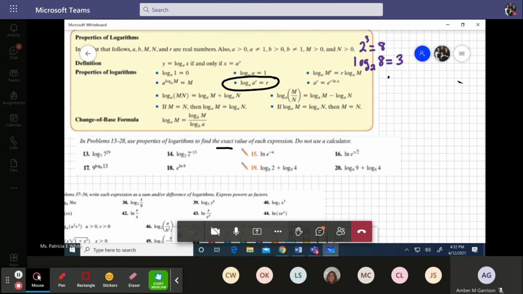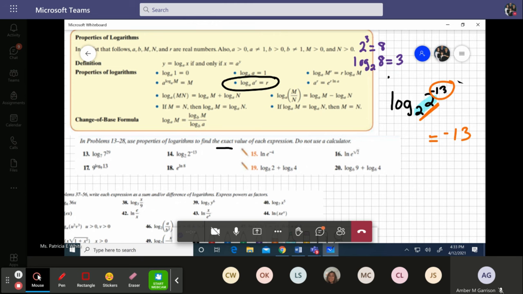So if I'm looking at 14, I have log base 2 of 2 to the negative 13. Because these two are the same, I could go through the step of rewriting it in exponential form, but you know that that is equal to negative 13. Once you establish these two are the same, the whole thing is equal to whatever that exponent is.